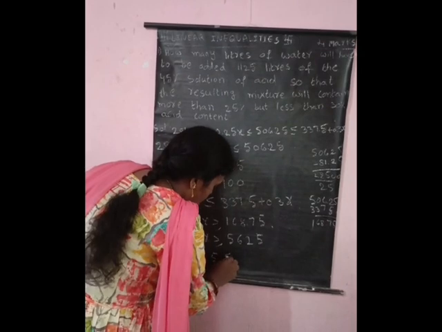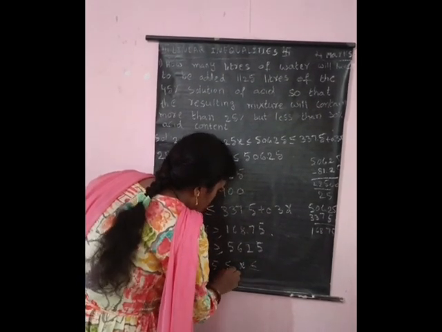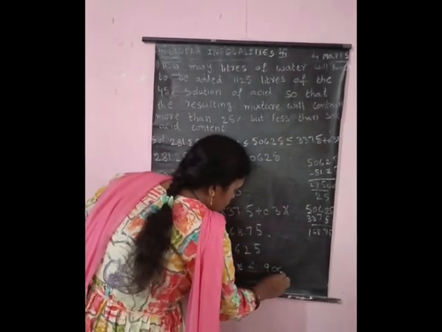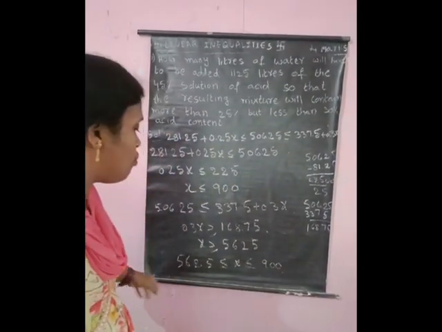So 562.5 is less than or equal to x, less than or equal to 900. Then this value lies between these two terms. Please note down.